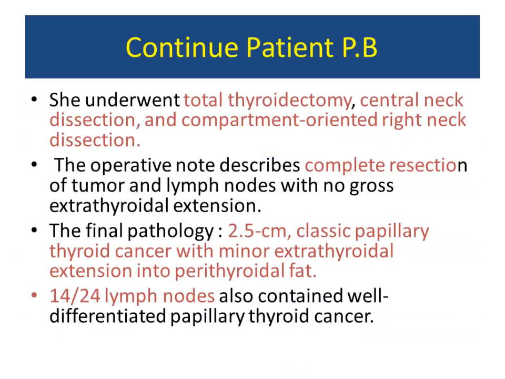Okay, so she underwent total thyroidectomy, central neck dissection, and compartment-oriented right neck dissection. The operative note described complete resection of tumor and lymph nodes with no gross extrathyroidal extension. Final pathology: 2.5 centimeter classic papillary thyroid carcinoma with minor extrathyroidal extension into perithyroidal fat. 14 out of 24 lymph nodes also contain well-differentiated papillary thyroid cancer.